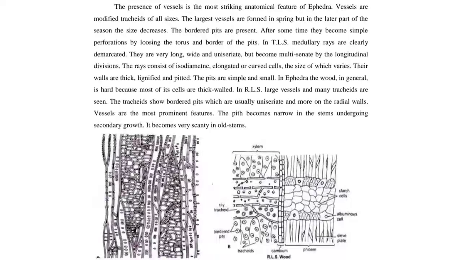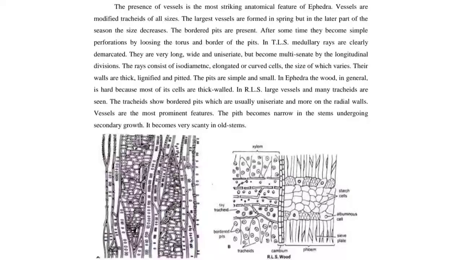The presence of vessels is the most striking anatomical feature of Ephedra. Vessels are modified tracheids of all sizes. The largest vessels are formed in spring but in the later part of the season the size decreases. The bordered pits are present. After some time they become simple perforations by losing the torus and border of the pits.